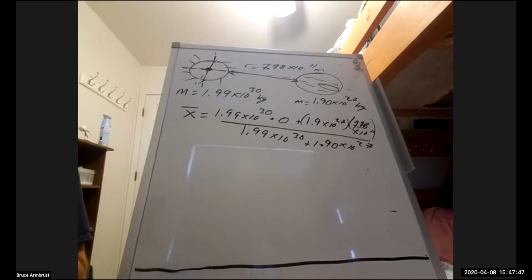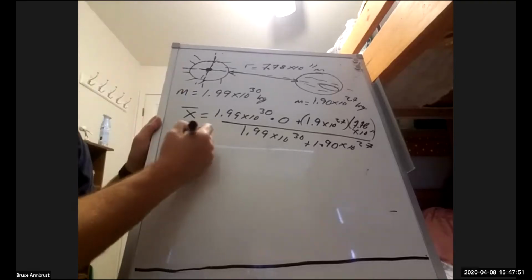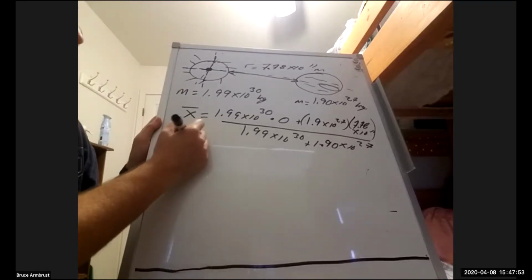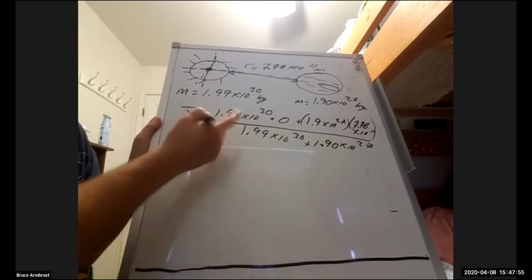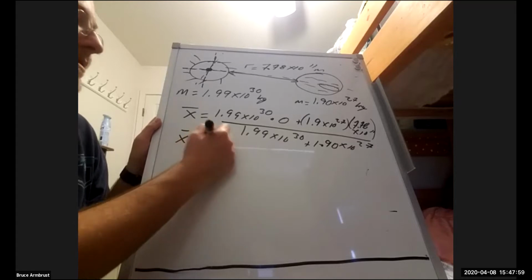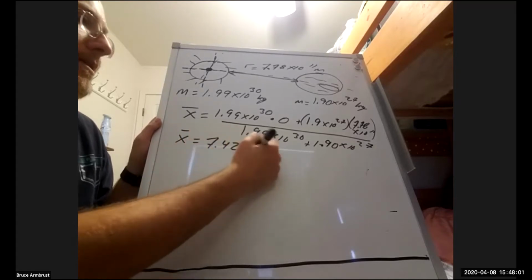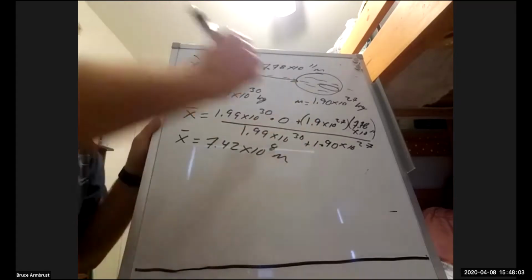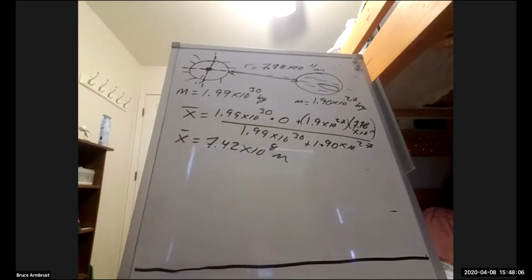All right, well, if we do that, take our 10 to the 8, we're going to get X bar, do the calculations, you get 7.42 times 10 to the 8. So again, it was in that order of magnitude that we expected, but it's around 10 to the 8.